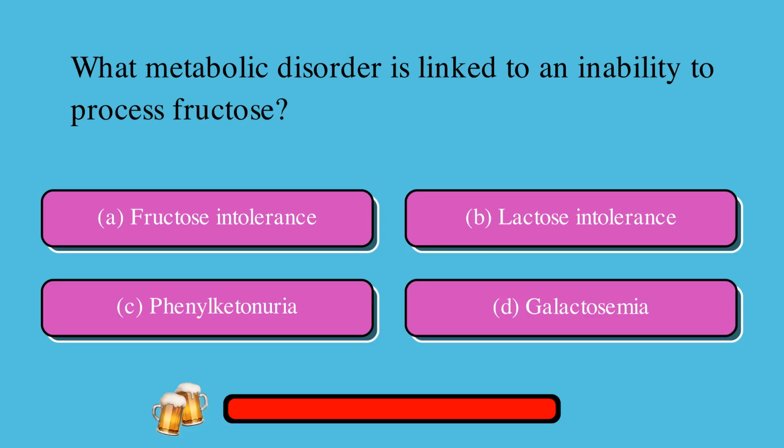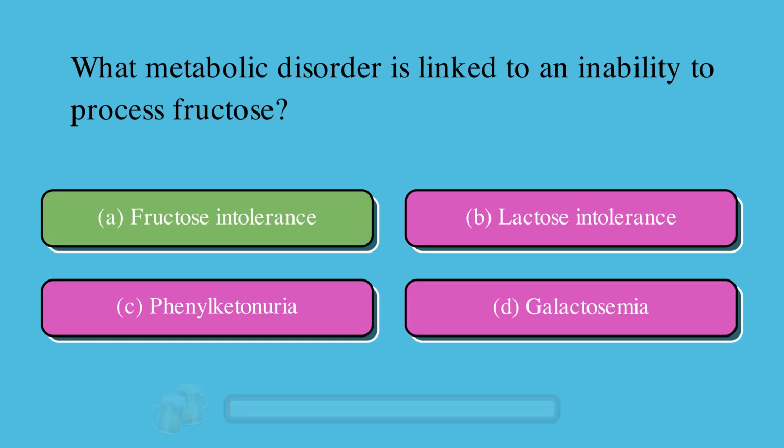What metabolic disorder is linked to an inability to process fructose? A. Fructose intolerance, or B. Lactose intolerance, or C. Phenylketonuria, or D. Galactosemia? The correct answer is A. Fructose intolerance.